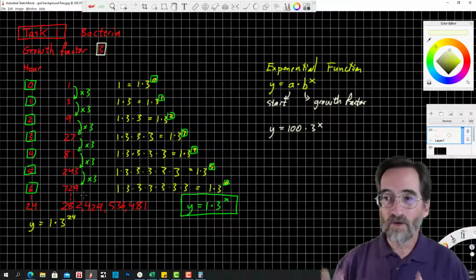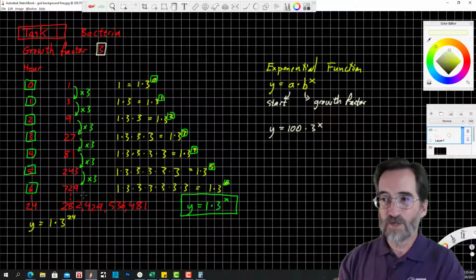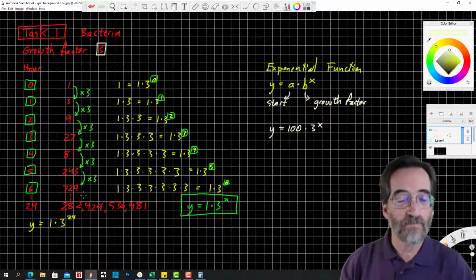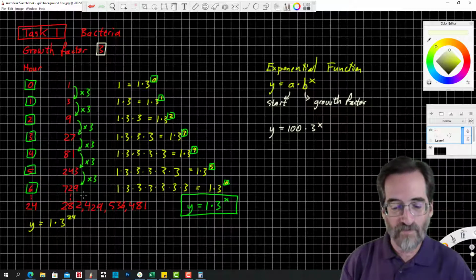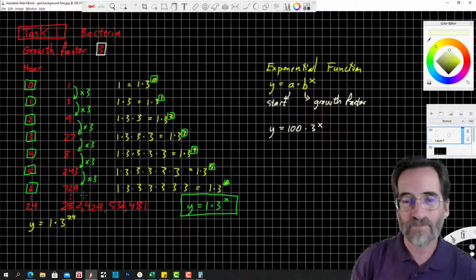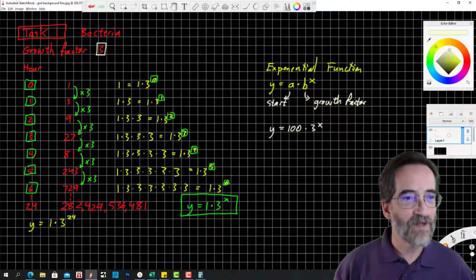So I'm looking for a notes page just like this, but for a growth factor other than 3. Use 2, 4, 5, 6, 7, 8, or 9. Use one of those. All right. Let me know if you have any questions.